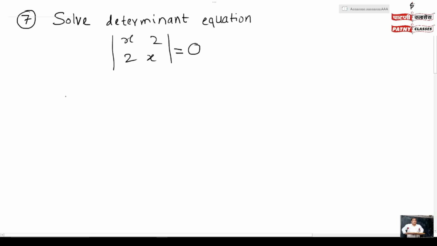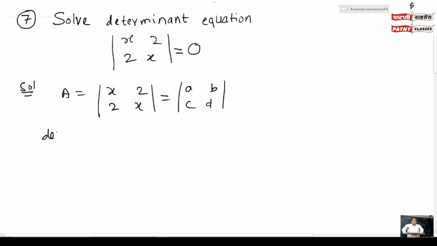Solve the determinant equation. Solution. Let A equal to the determinant x, 2, 2, x, comparing with a, b, c, d. Therefore the determinant of A equals AD minus BC, that is x into x minus 2 into 2, which is x square minus 4.